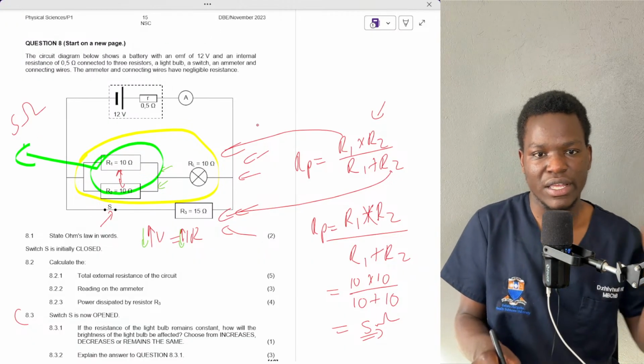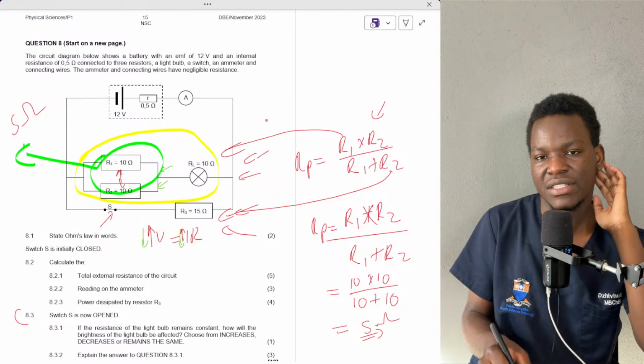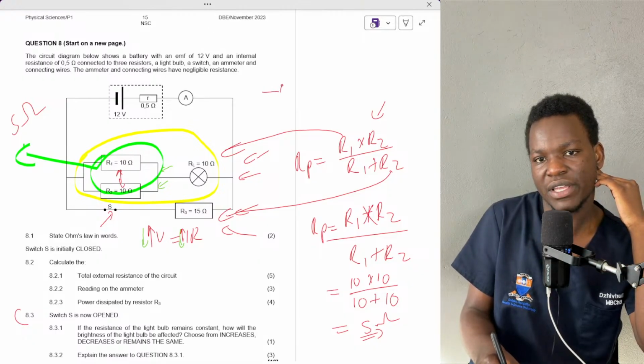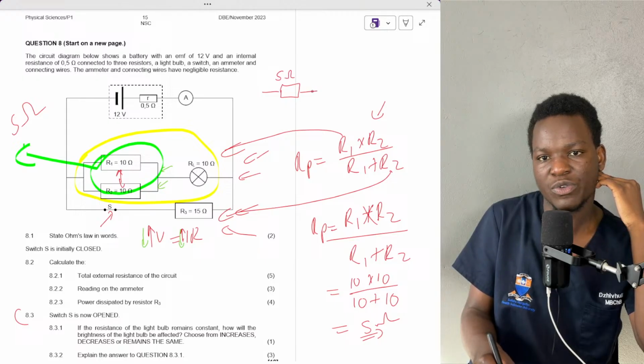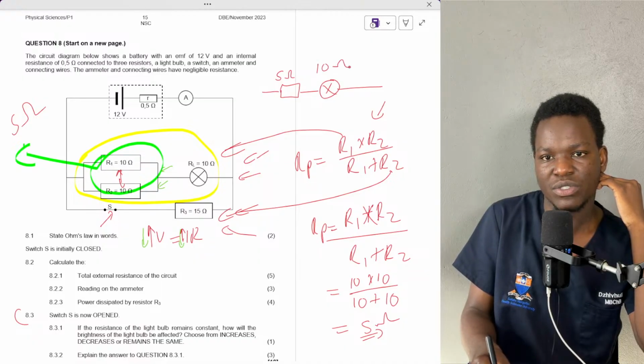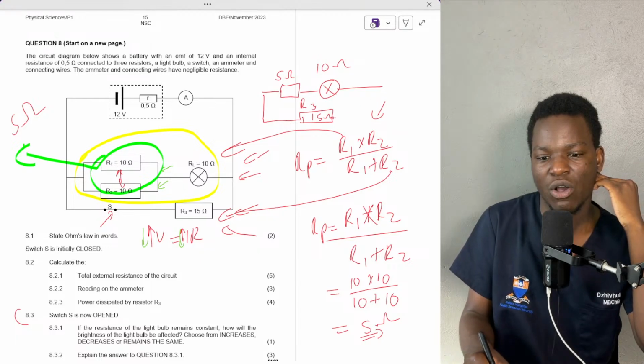Now let's add this total resistance with this. So we are going to add them in a straight line. Because we have found the total resistance of this one to be 5 ohms, now we are going to find the total resistance when we add it with this bulb, which is 10 ohms. So this is the branch on top. The branch at the bottom is going to be like this. I'm drawing it like this so that we know how we are simplifying all this.